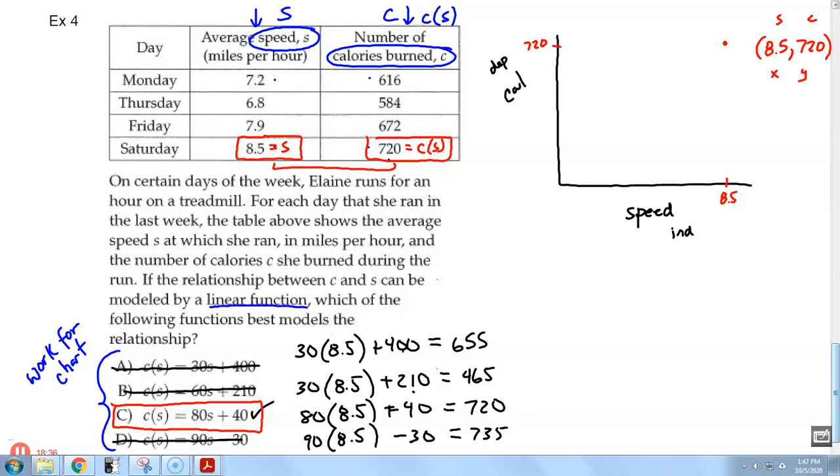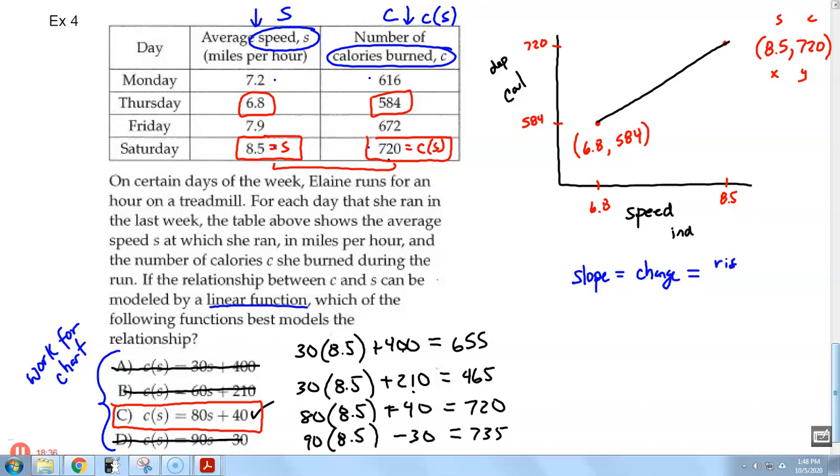Well, then let's pick a smaller one. When she goes slower, she burned less calories. So let's pick a 6.8, and she's doing 584. So if this is a linear model, which they say that it is, a 6.8 and a 584, you could think about this as a slope, as a rate of change. Slope is how much you're changing by. So I want you to get used to thinking of slope as change. It's a rate of change.